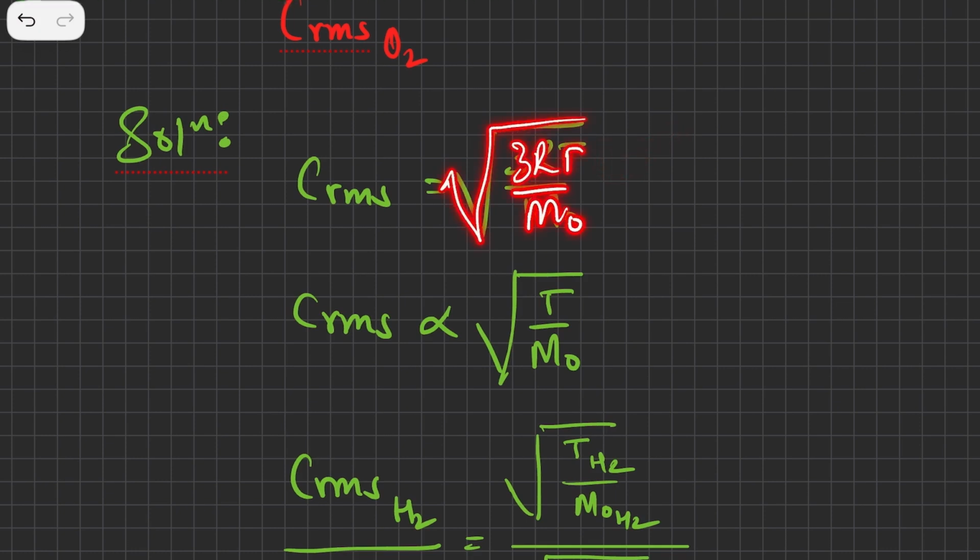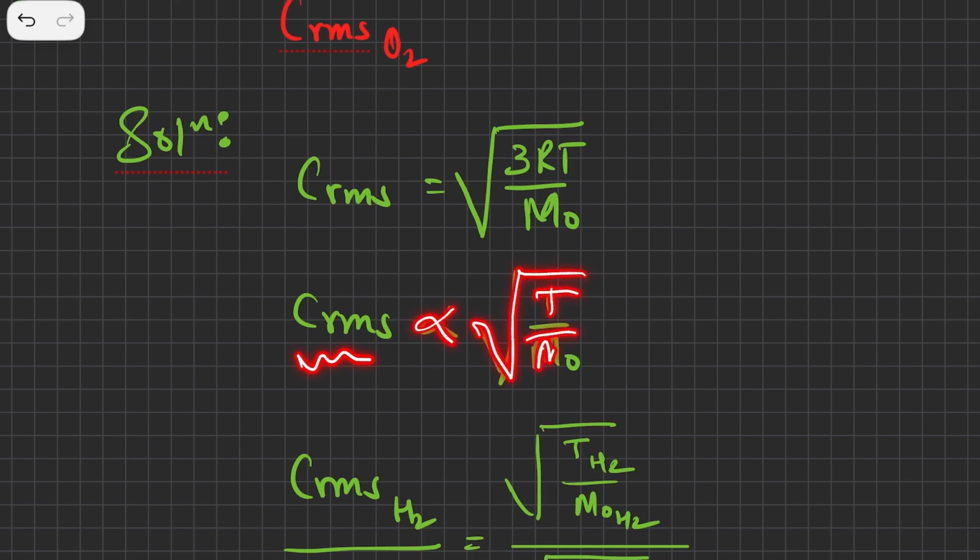The same formula. Now, in this question as well, 3 is a constant, R is a constant, so we are going to ignore this while we take the ratio. Temperature and molar mass is something which is variable. I mean, they have given there are two temperatures and there are two types of gases. So CRMS is directly proportional to square root of T upon M0.